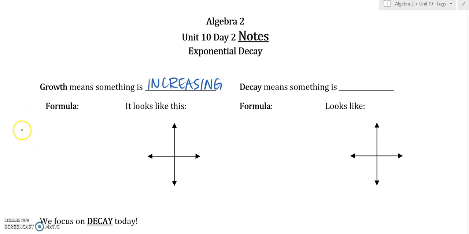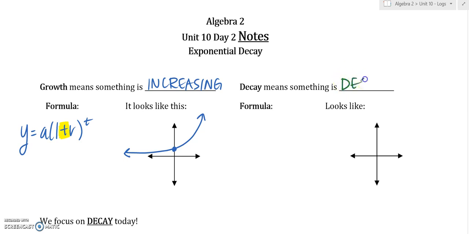And I don't think I wrote this yesterday, but it looks like y equals a, and then (1 plus r) to the power of t. Really, what you want to hold on to here is that plus sign. If there's that little plus sign in there, that is your growth, getting bigger equation. And then we did this yesterday, but your graph, the growth, is getting bigger, is rising up, looks something like that. Well, what we're going to focus on today is the decay part.